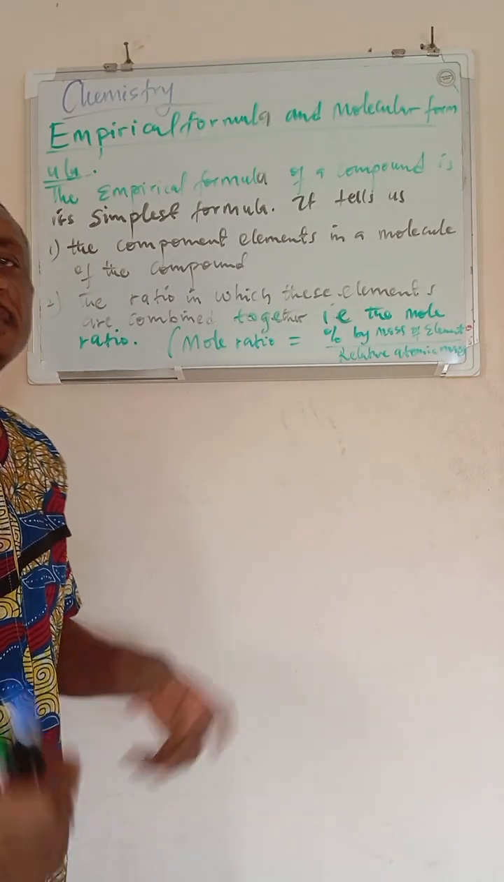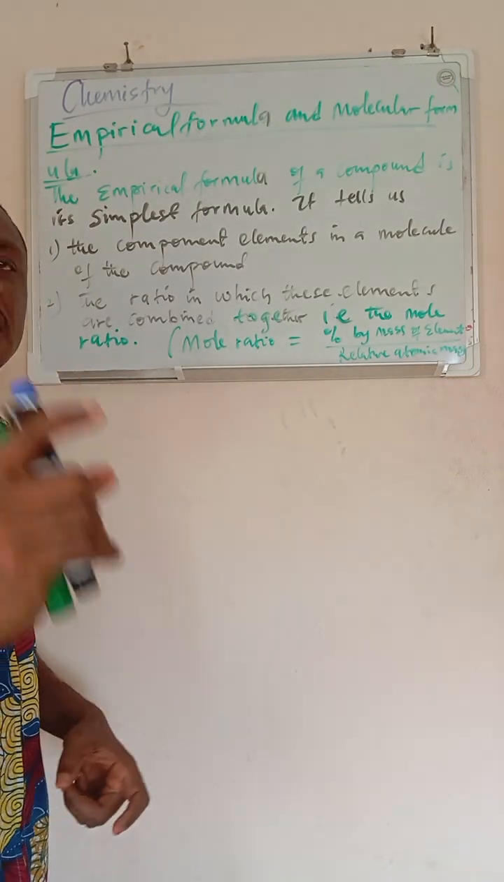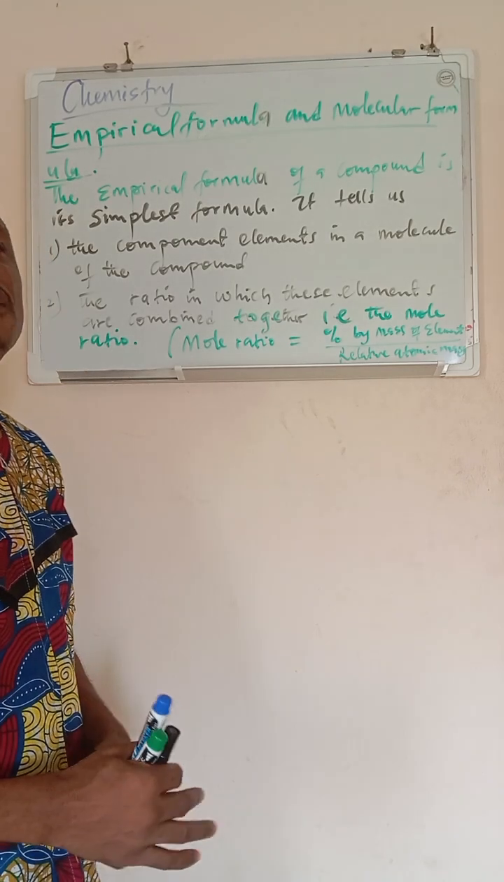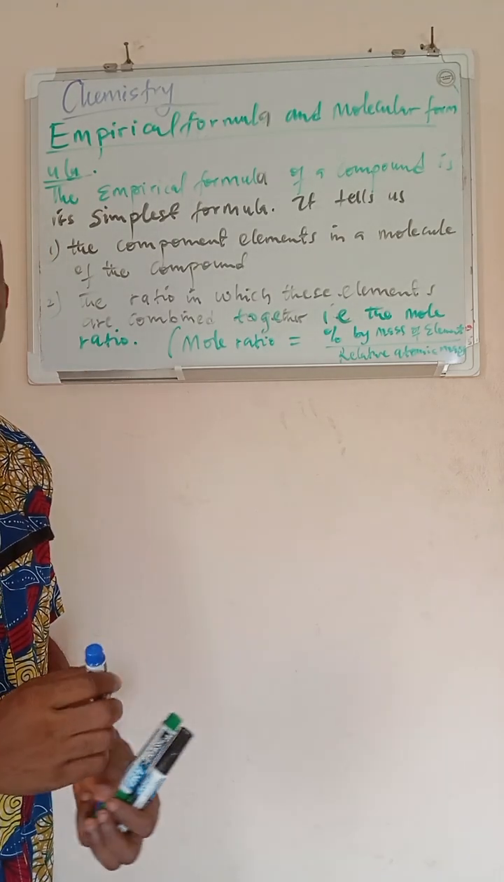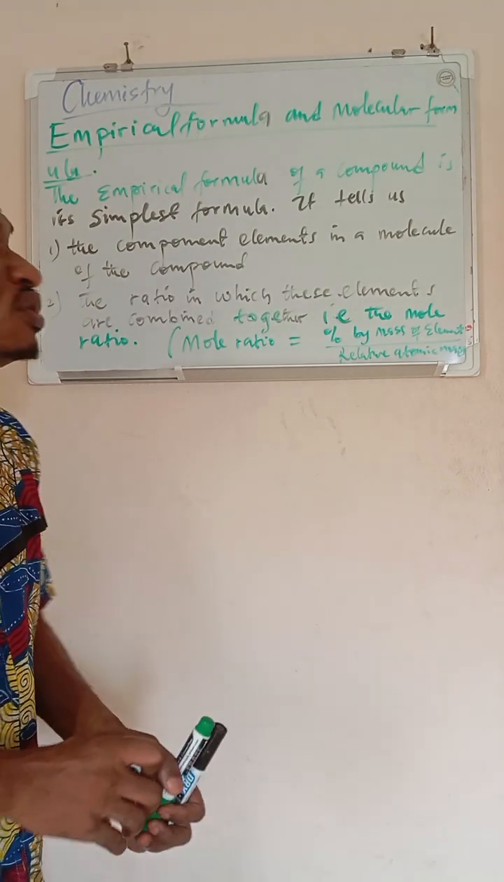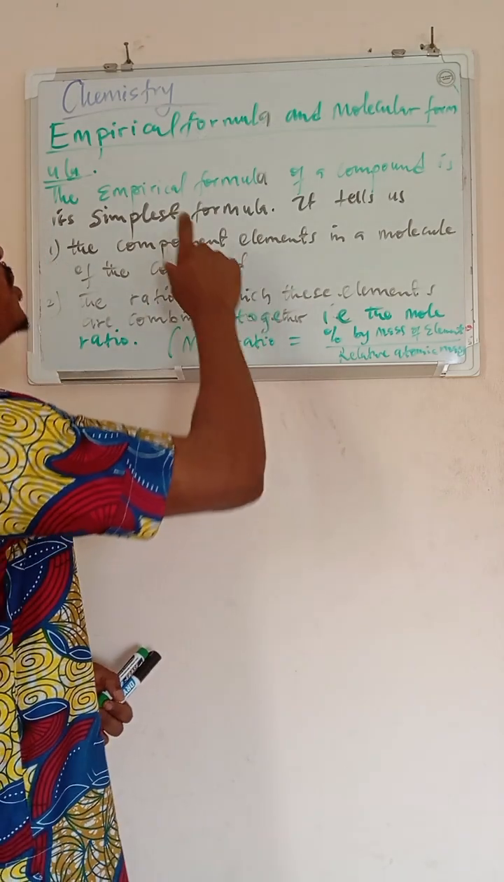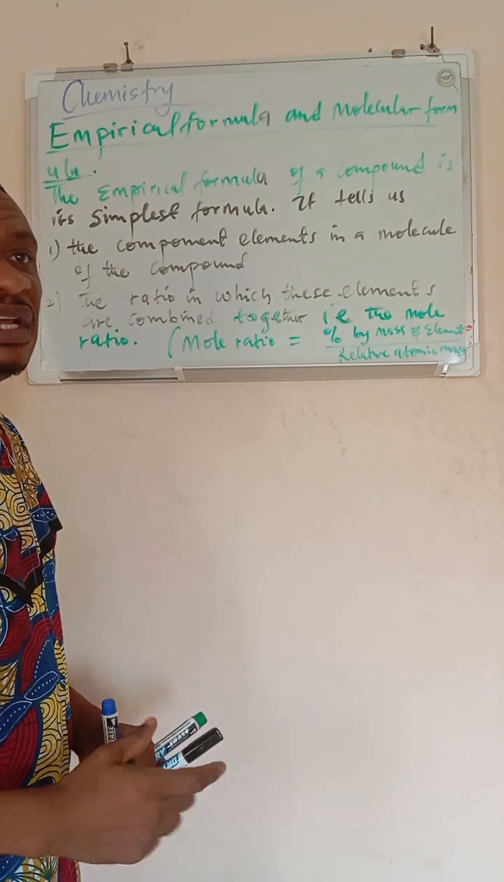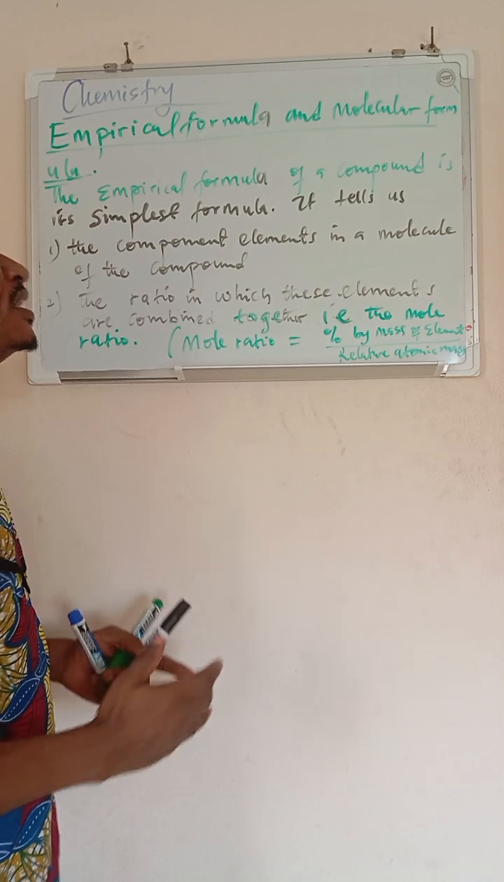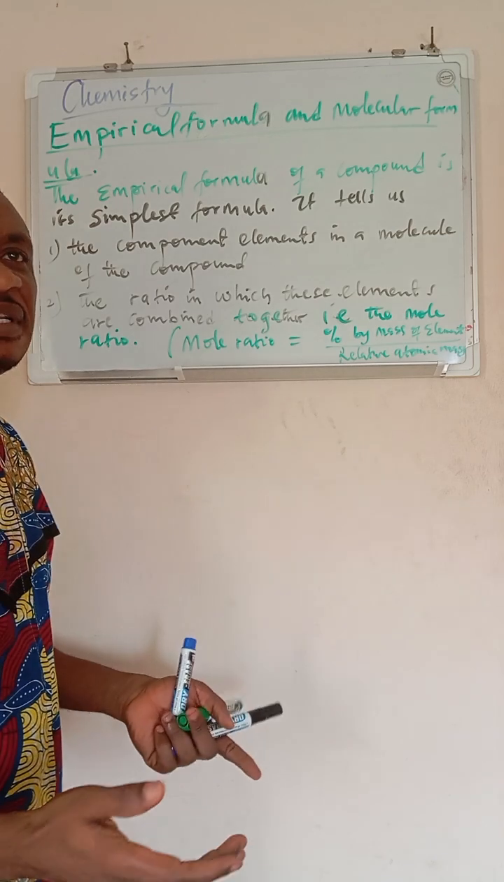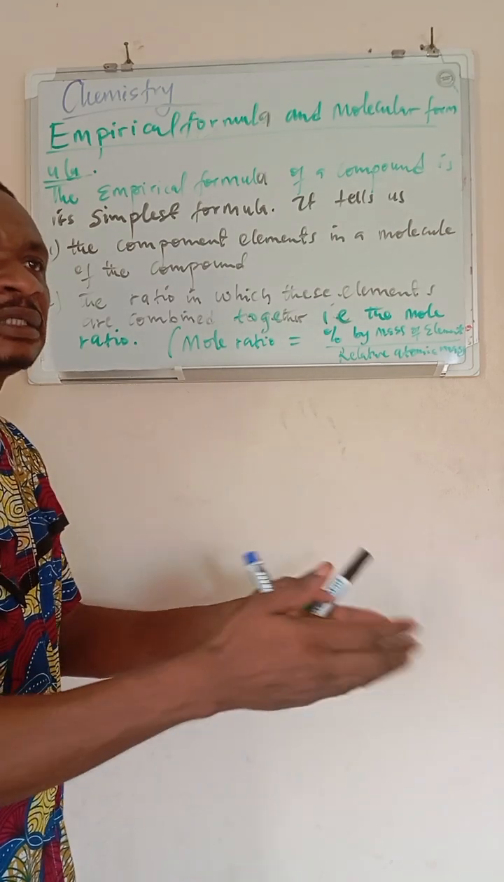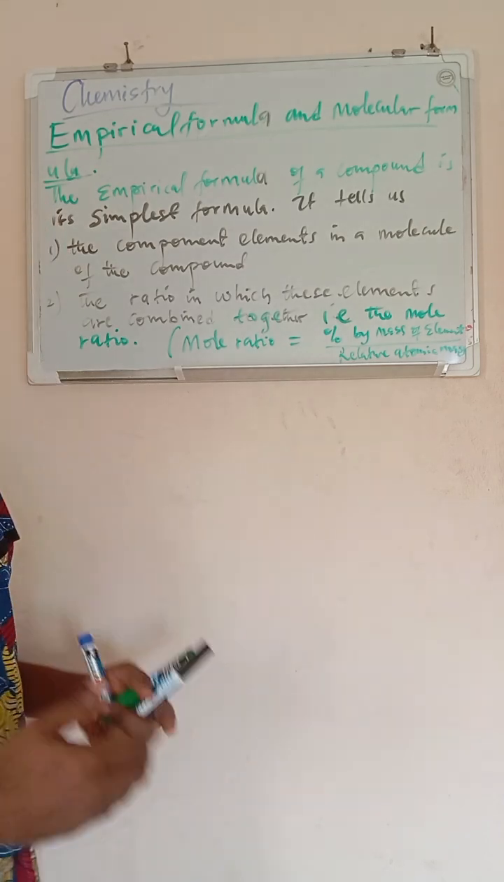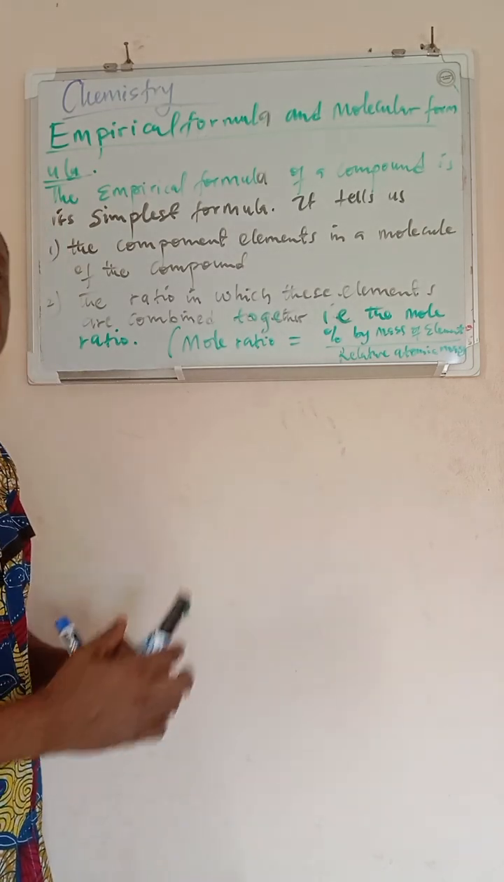And remember, in my first video, I taught how to calculate percentage by mass, and I also explained how to calculate a molecular formula. So now, this is what empirical formula is all about. The empirical formula will tell us the number of elements, the component elements in the compound, and also it will tell us the ratio of their combination.